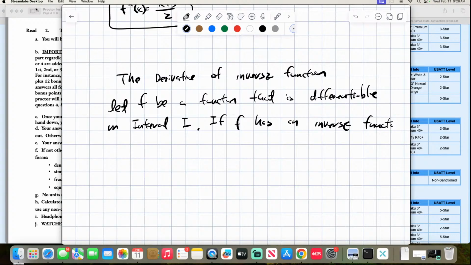I'm so sorry, I need to teach you guys. Okay, so it's basically LIATE. L stands for logarithm, I stands for inverse trig, A stands for algebraic, T stands for trig, and E stands for exponential.